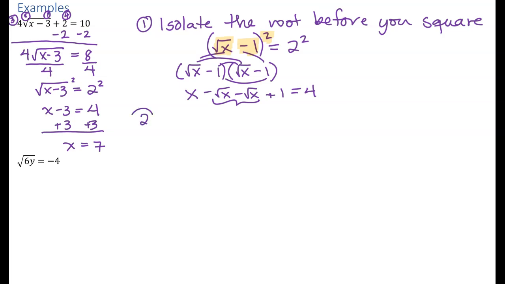Big deal number 2 is that when you square both sides of an equation, you can actually introduce an extra solution. This is not because you've made a mistake. It's just the way it works. So you always have to check for extraneous solutions.